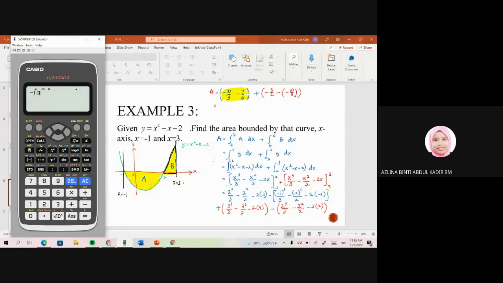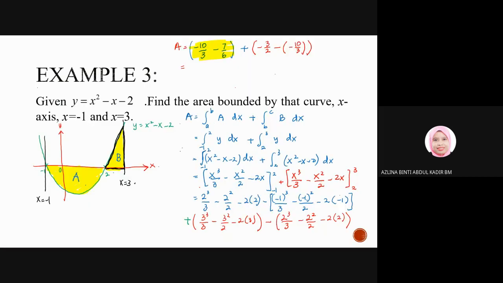Negative 10 over 3 minus 7 over 6. Awak akan dapat negative 9 over 2. Okay, awak akan dapat negative 9 over 2. So saya letak modulus sebab nanti akan dapat positif lah.